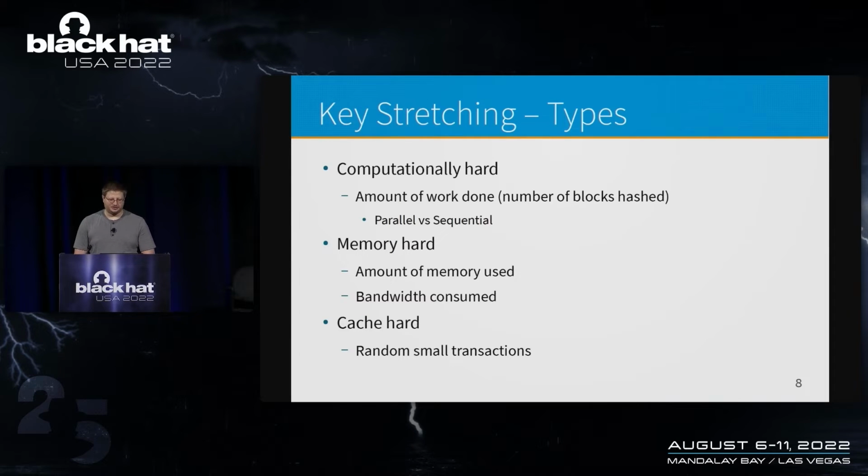So there's different types of key stretching algorithms. Computationally hard, basically just how much work is done. So number of blocks of hashing that you do. There's parallel versus sequential. As an attacker, you only care about how much work was done. And as a defender, you only care about how long it takes.